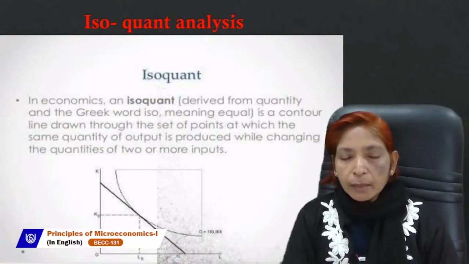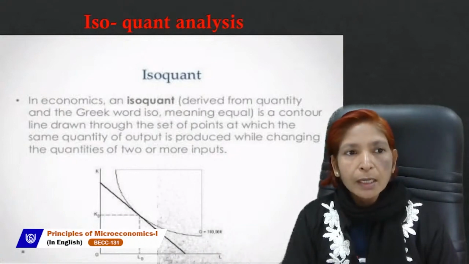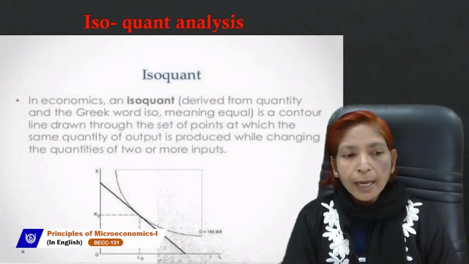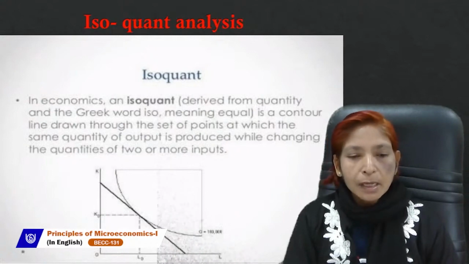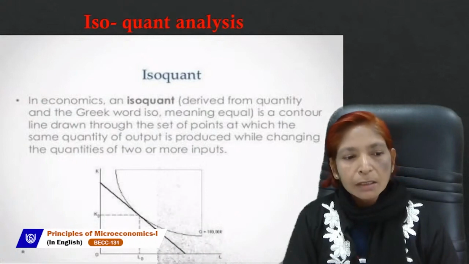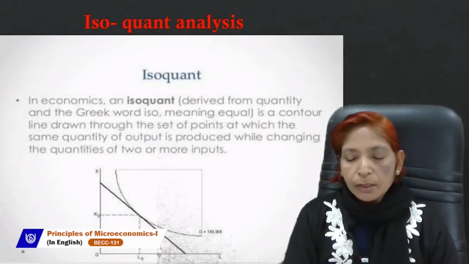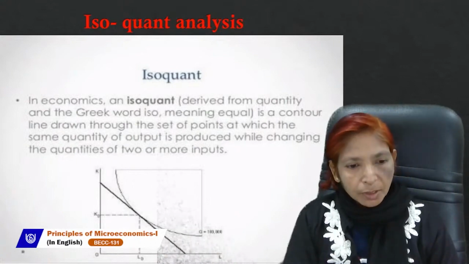Next, isoquant in economics. This isoquant can be derived from quantity and the Greek word ISO. ISO meaning equal is a contour line drawn through the set of points at which the same quantity of output is produced by changing the quantities of two or more inputs, but we will use only two inputs here. These two inputs are labor and capital.